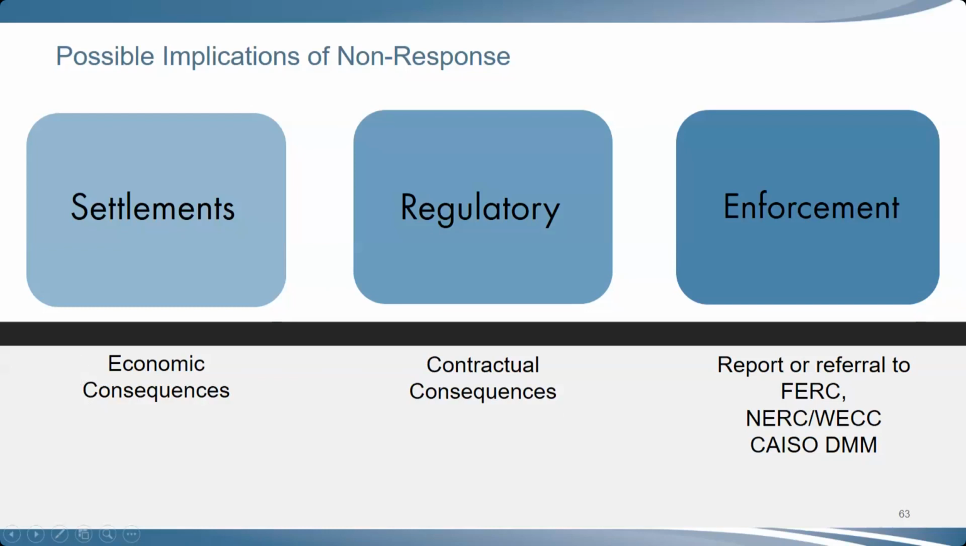Scheduling coordinators are required to notify the ISO if there is an event where the resource is unable to comply. That is consistent with the ISO tariff, the scheduling coordinator agreement, the resource interconnection agreement, and the participating generator agreement. So there are several agreements that are put into place. And for enforcement, there could be a report or referral to FERC, NERC, WEC, or the ISO DMM. We do everything possible, and that's why we're starting this training: to answer questions and level set some knowledge, so that hopefully this will improve reaction times and responsiveness, so that these things don't have to occur.